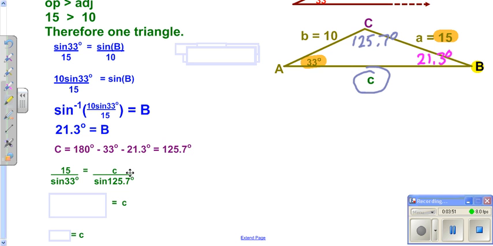Now I just need to go ahead and get C by itself. So I've got to undo dividing by the sine of 125.7 degrees. So multiply both sides by that. Then I get my calculator ready form. Then all I have to do is type it in to get my decimal approximation.